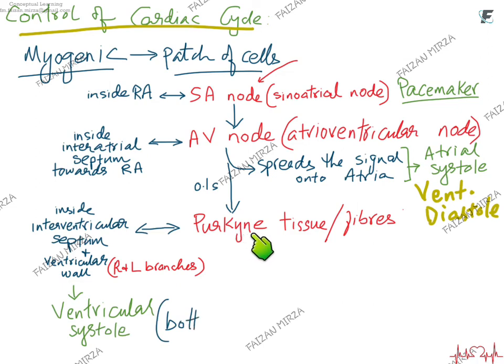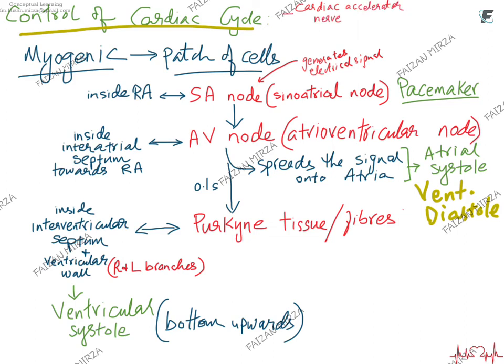And when the Purkinje tissue allows the message to spread over the ventricles in the right and left branches, the ventricular systole occurs bottom upwards. When it occurs bottom upwards, the ventricles squeeze out all the blood which is present there. All these electrical connections present within the heart control the heartbeat.